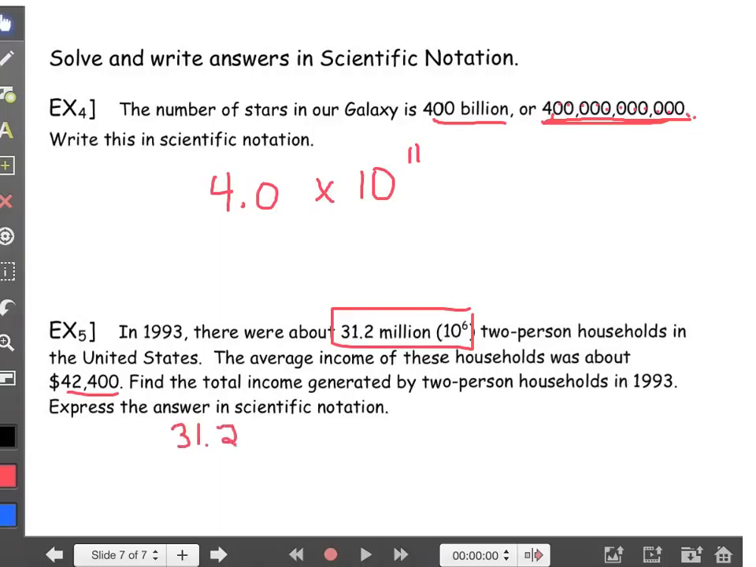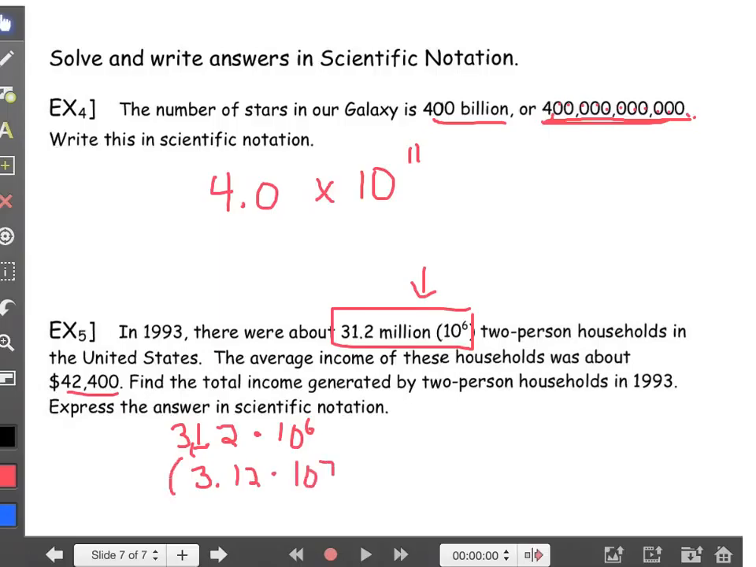So the way I would do that, 31.2 million is 31.2 times 10 to the 6th. That's what they're giving you right there. So 31.2 million is 31.2 times 10 to the 6th. So I need to write that in proper scientific notation, so that would be 3.12, and because I'm moving the decimal to the left, I add an exponent, so times 10 to the 7th.